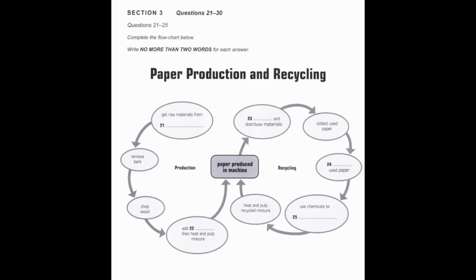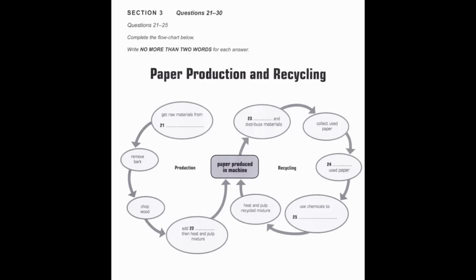It says water is added, and then the mixture is heated and made into pulp. This will be the thick paste that is used to make paper. Yes, you're right, because after that they use a machine to make the paper, and we can put that right in the centre of the flowchart, because it's also where the recycled paper joins the process.